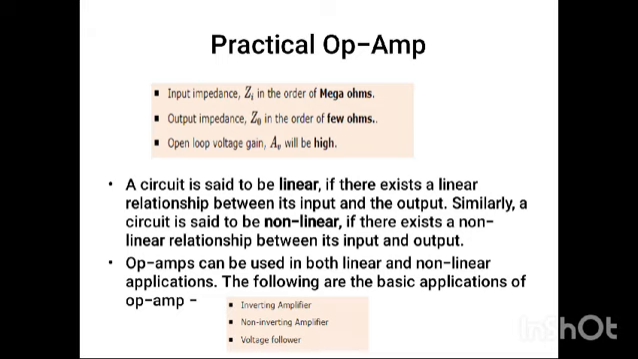Next is the practical op-amp. Op-amps are not ideal and deviate from ideal characteristics because of imperfections during manufacturing. The equivalent circuit of a practical op-amp is shown in the figure. Some important characteristics: input impedance is in the order of mega ohms, output impedance is in the order of a few ohms, and the open loop voltage gain, AV, which is output divided by input, is very high.